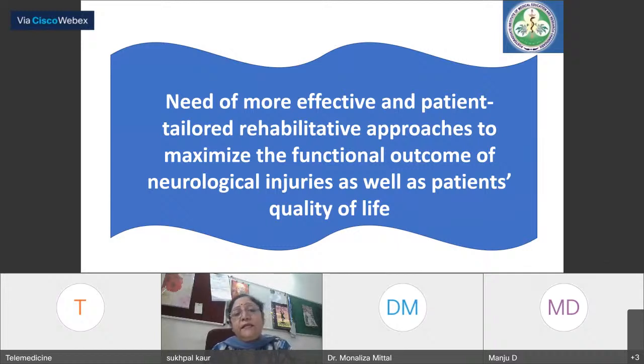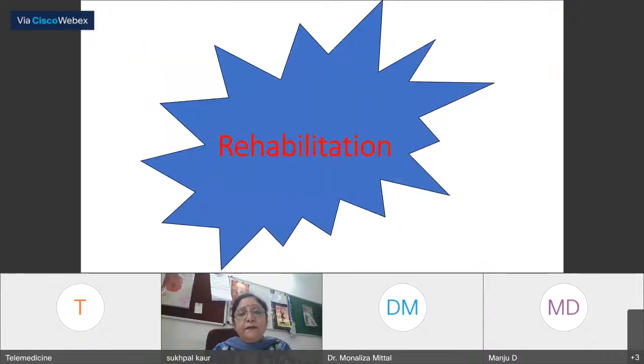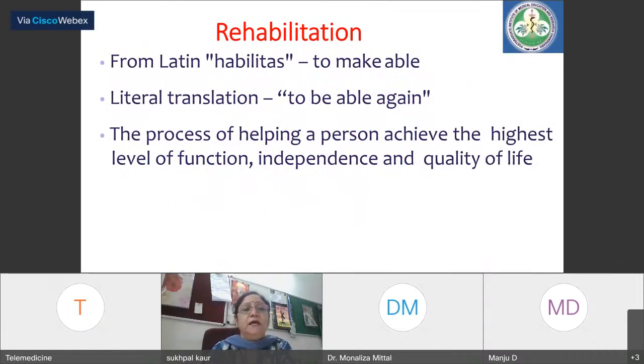So it's very important, it's a need of the hour, to have more effective and patient-tailored rehabilitative approaches to maximize the functional outcome of the neurological injuries as well as patients' quality of life. So let us see what rehabilitation is. I'm sure every one of us is aware of that.